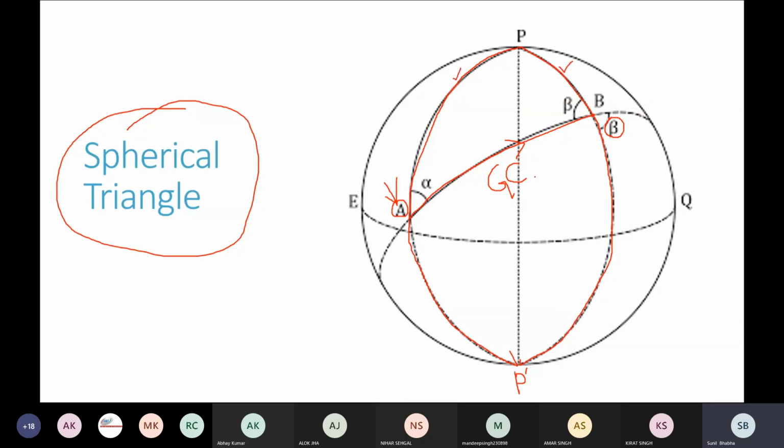The track A to B that we have drawn is the GC track. So this triangle which you see here on the diagram, PAB, Papa Alpha Bravo triangle, is a spherical triangle. So that's the next concept. This is a spherical triangle.